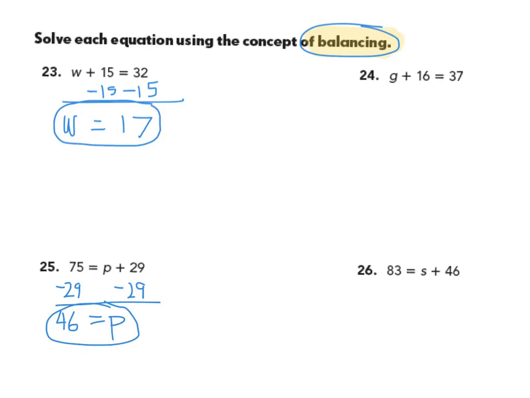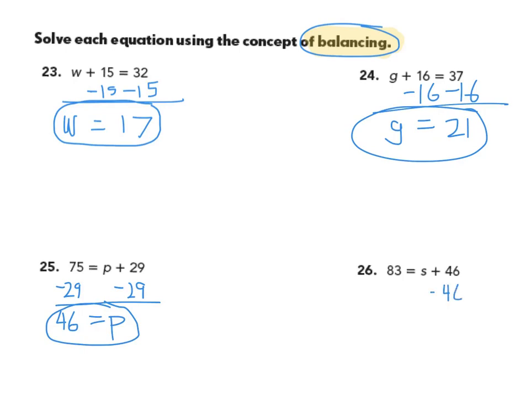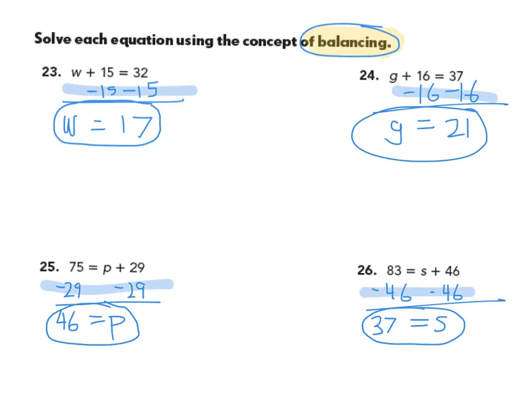If you look up at number 24 here, if I subtract 16 from both sides, I get G by itself on one side, and I get 21 on the other side, so I know that the value of G is 21, and I proved it by balancing both sides. If I look at number 26 here at the bottom, I see that the only reason that S isn't by itself is because it's plus 46. If I subtract 46 from both sides, I get S by itself over here, and I get 37 on the other side, so the value of S is 37. And in every case, what you should notice is that I've balanced by doing the same thing to both sides of the equation.